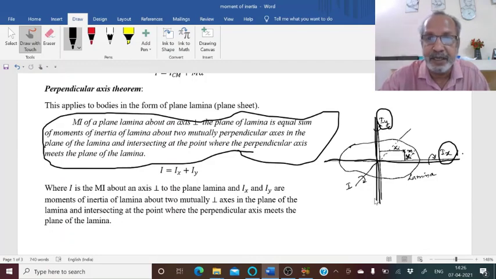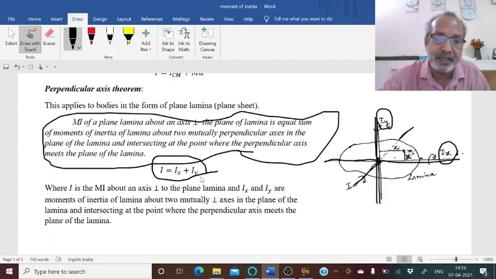Now we consider a third rotation axis that is perpendicular to the lamina and passing through the point of intersection of the previous two rotation axes. This is the point of intersection of this x and y, and this rotation axis I is passing through the point of intersection. Then according to the theorem, I will be equal to Ix plus Iy.